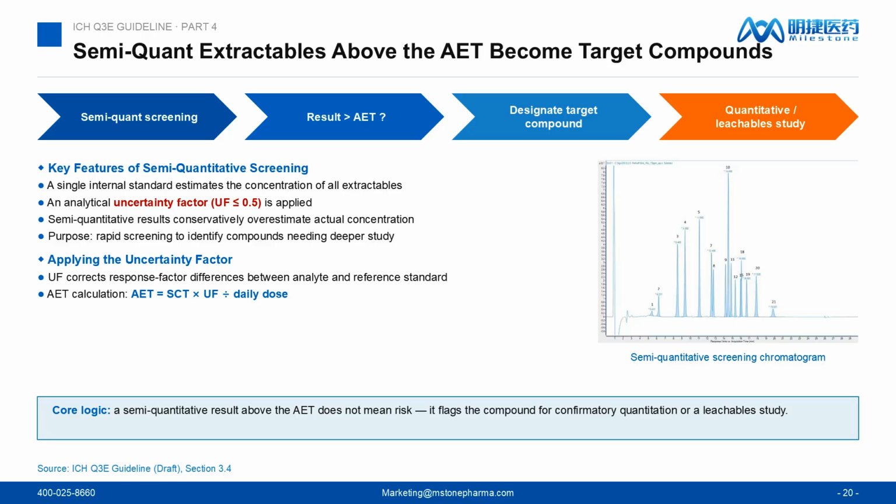Now the key logic: when a semi-quantitative result exceeds the AET, that does not mean you have a safety problem. It means this compound graduates to the next level. It becomes a target compound for definitive quantitation or for the leachable study. Most graduates turn out innocent. The AET is a screening net designed to catch everything suspicious, knowing that most of what it catches will be released later.